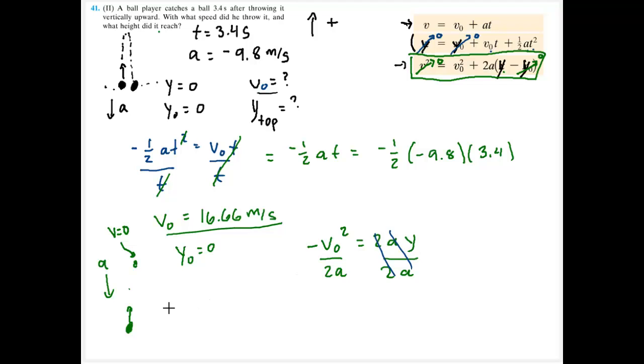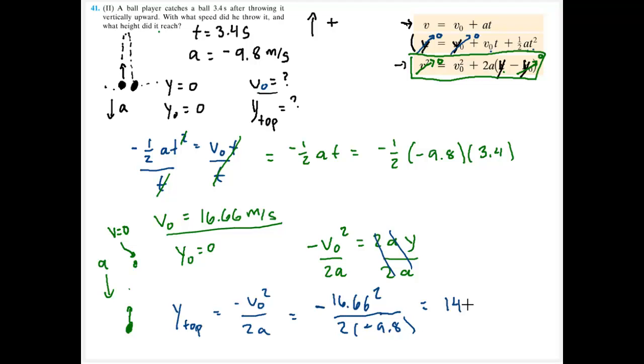I can see that my y at the top is now going to be negative v0 squared divided by 2 times the acceleration, or negative 16.66 squared divided by 2 times negative 9.8 meters per second squared. And at the end of the day, I'm left with about 14 meters.